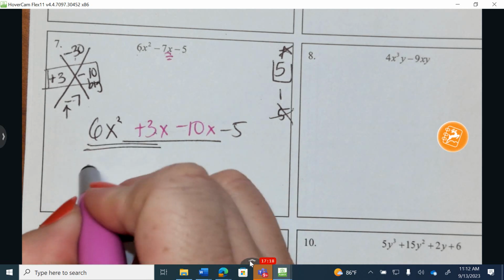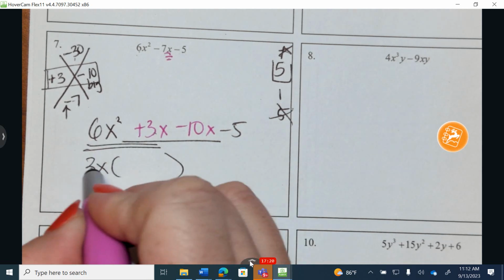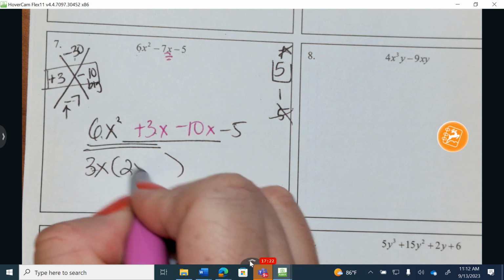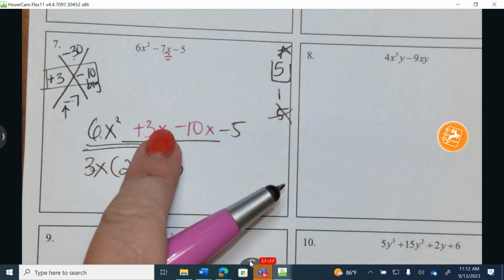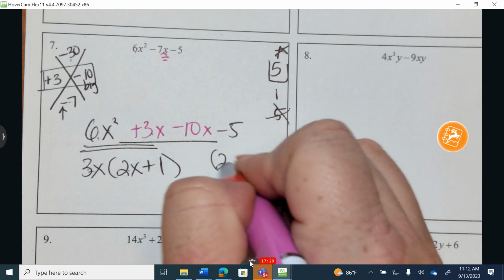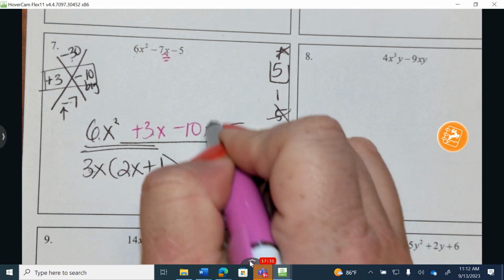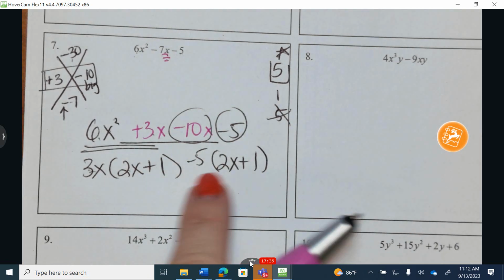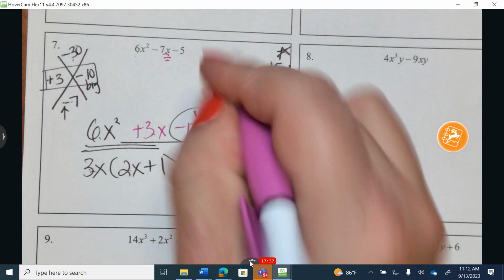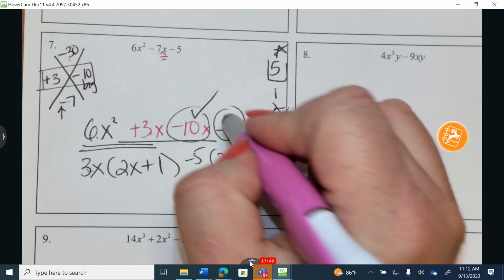Okay, so I can factor out a 3 and an x. 3 times 2 is 6, but I need 2 x's, attach one more. 3 times 1 is 3, and I have an x. Whatever's in parentheses, I'm going to put in back. And then I need to achieve these last two terms. Negative 5 times 2x is negative 10x. Negative 5 times 1 is negative 5.